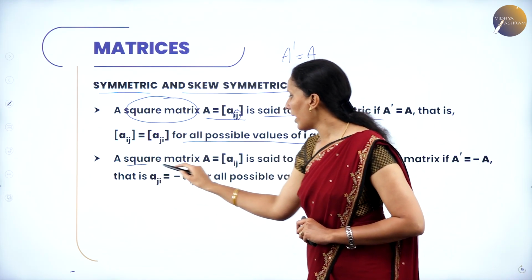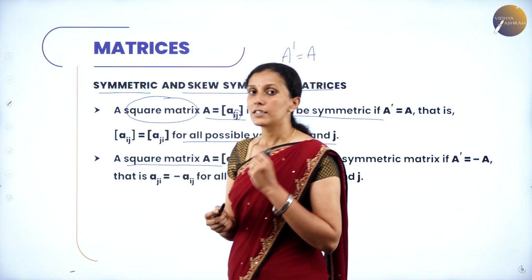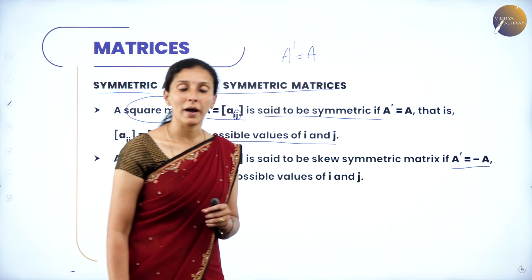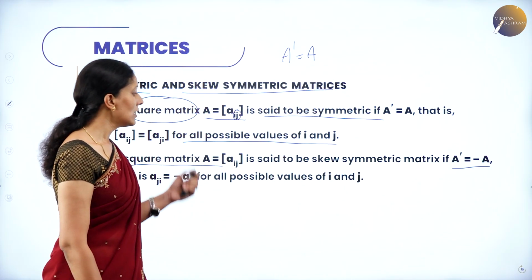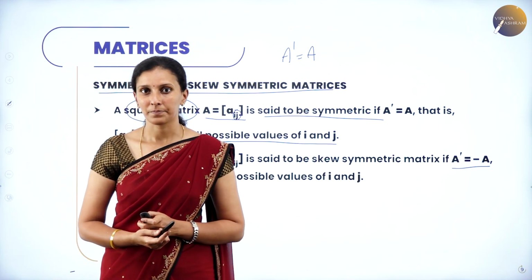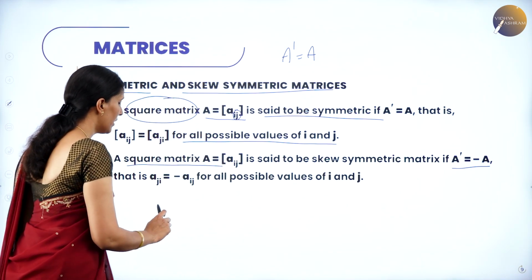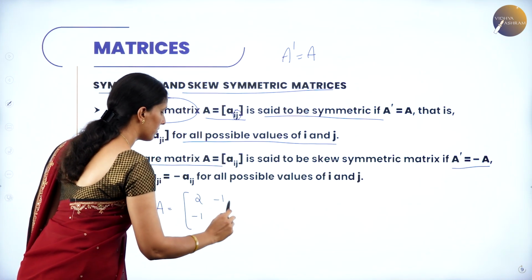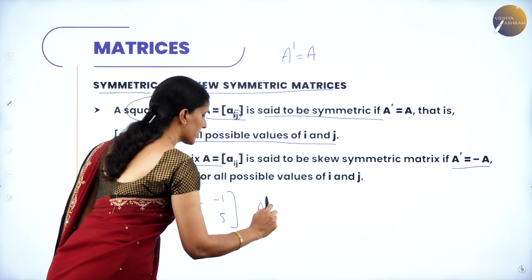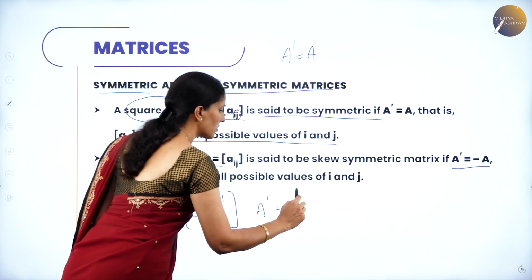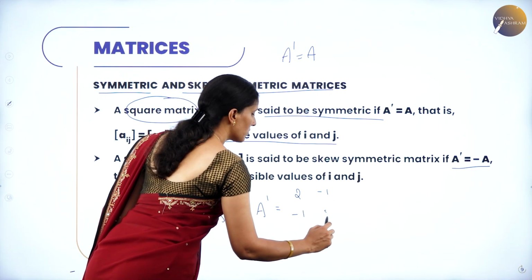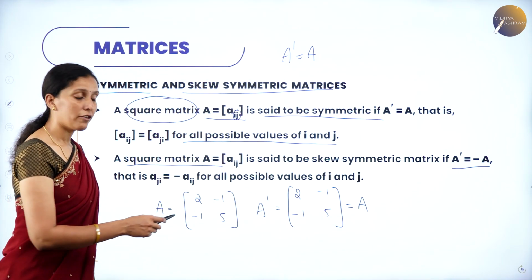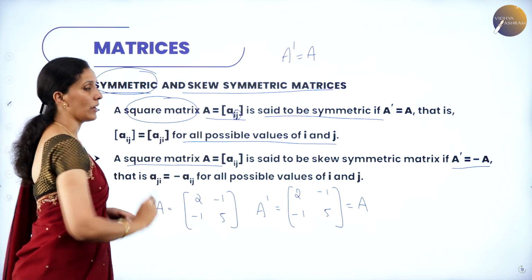And a square matrix A is said to be skew symmetric if A transpose is equal to minus A, then we call it a skew symmetric matrix. Let me take an example. If I take A is equal to 2, minus 1, 5. Let's transpose this matrix. If you transpose this matrix, it is 2, minus 1, 5. So this is same as A. A dash is A. So therefore, this is an example of a symmetric matrix.